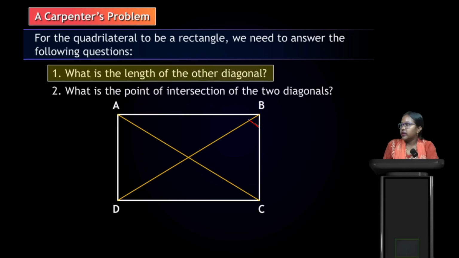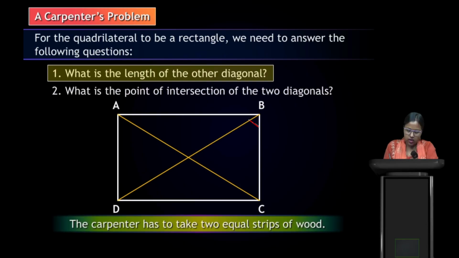Now a carpenter's problem. Let's see one carpenter's problem. For the quadrilateral to be a rectangle, we need to answer the following questions. So what is the question? What is the length of the other diagonal? What is the point of intersection of the two diagonals? Okay. The carpenter has to take two equal strips of wood.